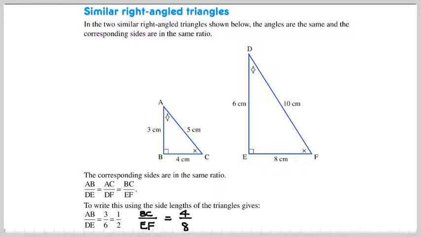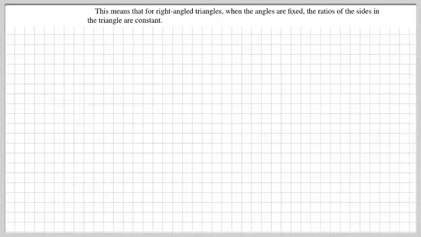Now, to write this using the side lengths of the triangles, well, we did all that. It's equal to a half. I showed you that. Yes, you agree? Okay, let's move on. Now, this is very exciting. This means, guys and gals, that for right-angled triangles, when the angles are fixed, the ratios of the sides in the triangles are constant because of this similarity property, okay?